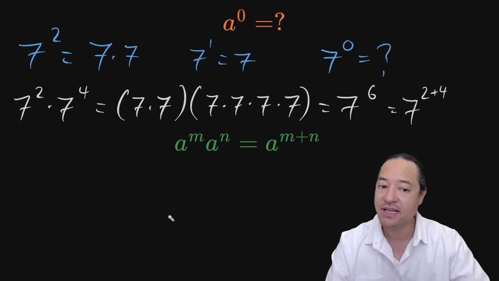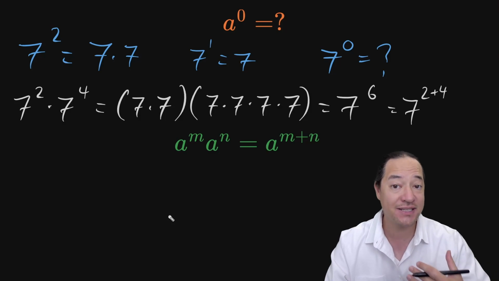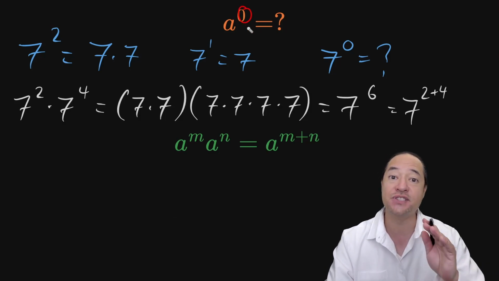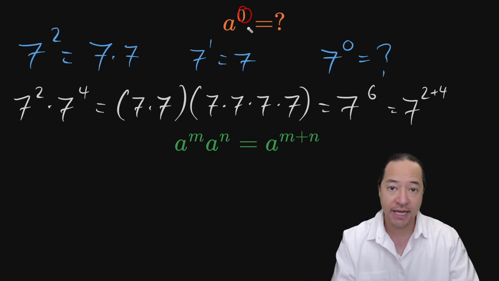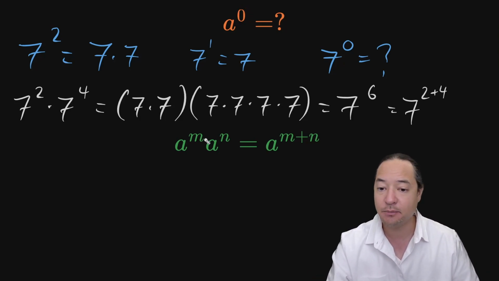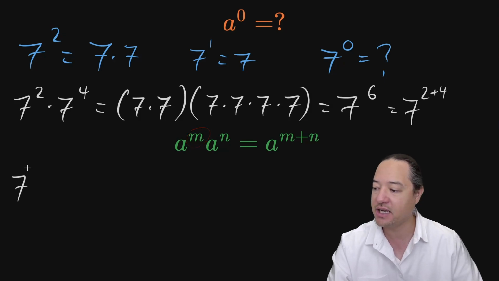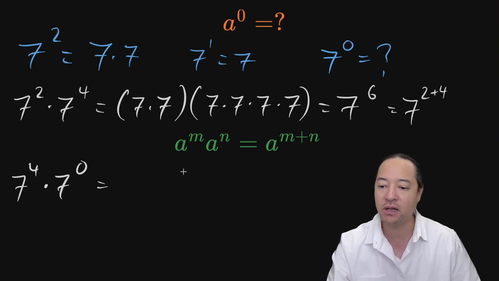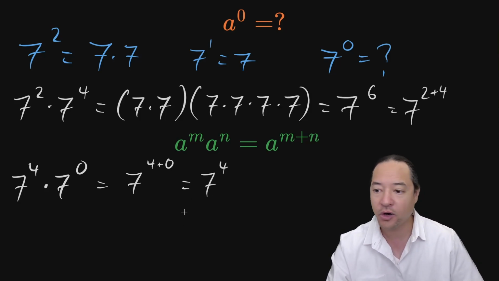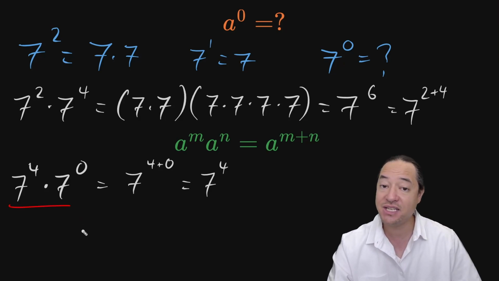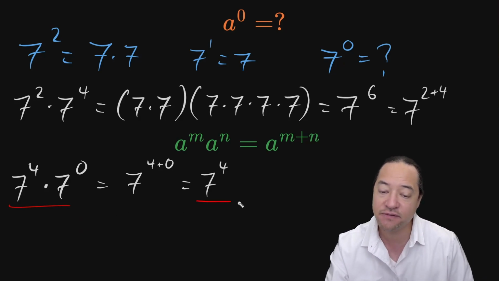And it would be nice if this rule was consistent when we're using an exponent of 0. So let's try it out. What would we get if one of these exponents was a 0? Let's try 7 to the fourth power times 7 to the 0 power. What do we get? Well, this rule tells us we should get 7 to the 4 plus 0 power. And 4 plus 0 is just going to be 4. Okay, so we're saying that when we multiply these two numbers together, we just get 7 to the fourth power.